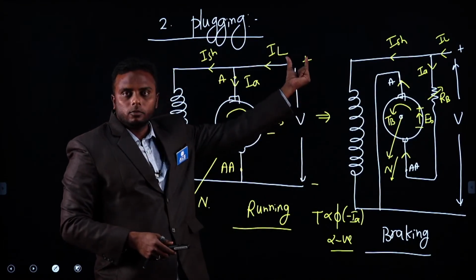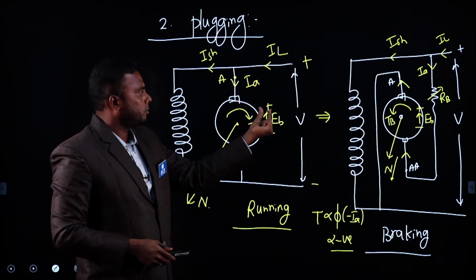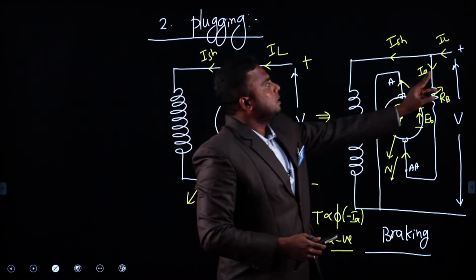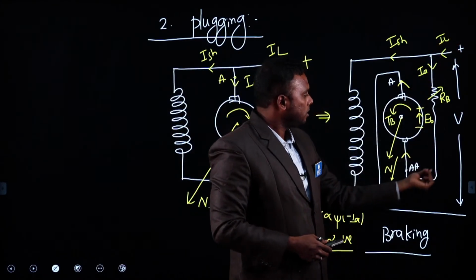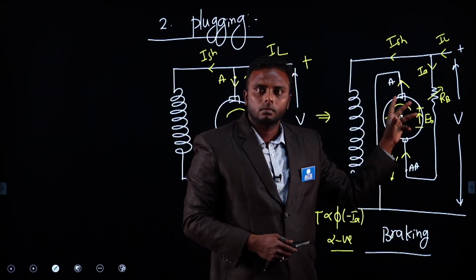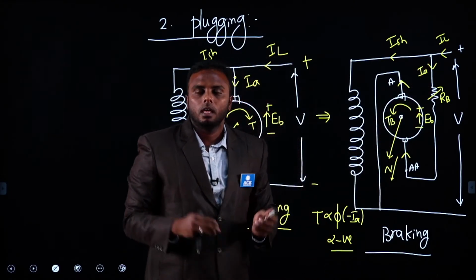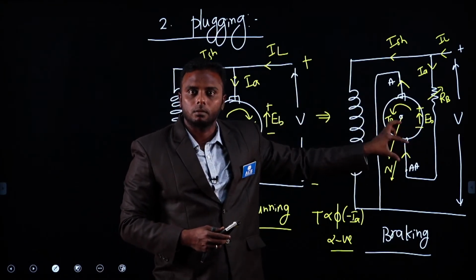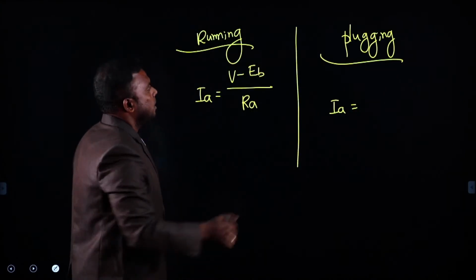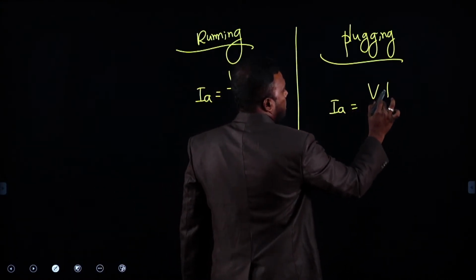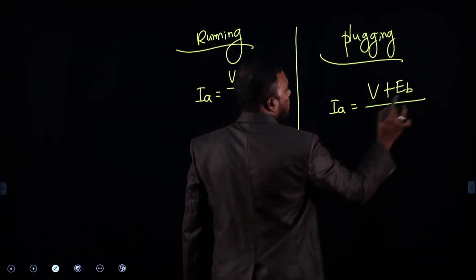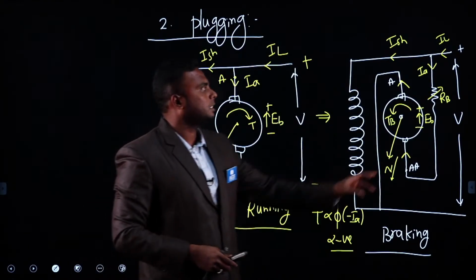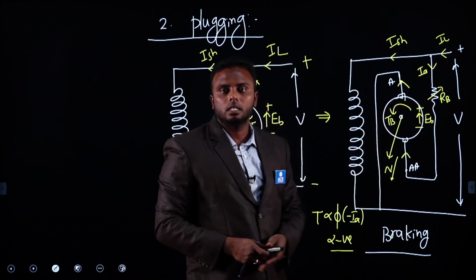Here the supply positive terminal is connected with the positive polarity of back EMF. So V minus EB, that is subtractive. But here this positive terminal is connected with the negative terminal of back EMF. Then what is the total voltage across this armature now? Additive. Previously it is subtractive, but now it is additive, because we reversed the armature terminals. That's why the armature current we get is IA = (V plus EB) divided by RA. Then why are we adding that resistor here? Suppose this resistor is not added, then what is the current IA?